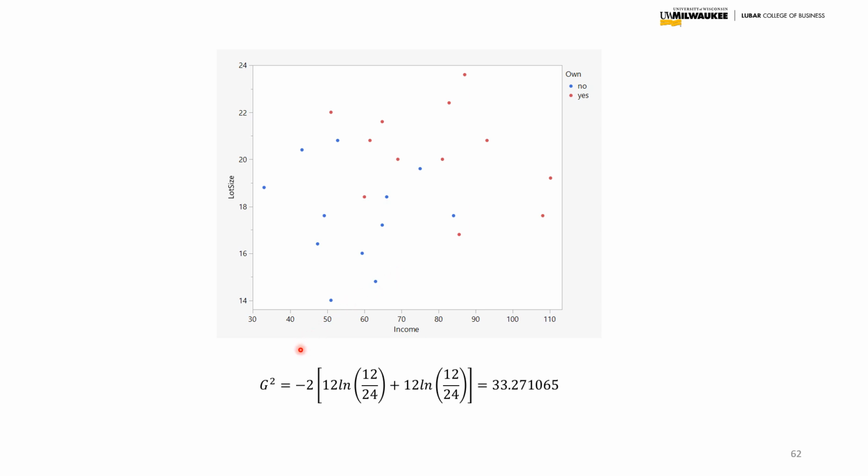G squared would be minus 2 times the number of yeses, which in this case is 12, times the natural log of 12 divided by 24, plus the number of no's, which is 12, times the natural log of 12 divided by 24, to give us a G squared value of 33.271065.